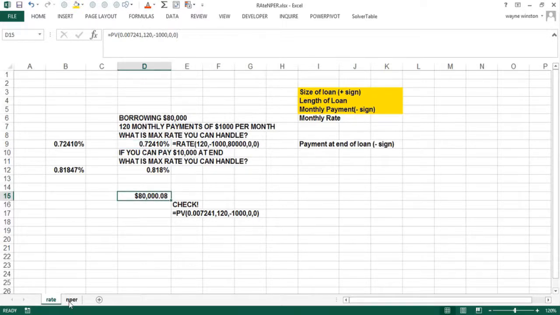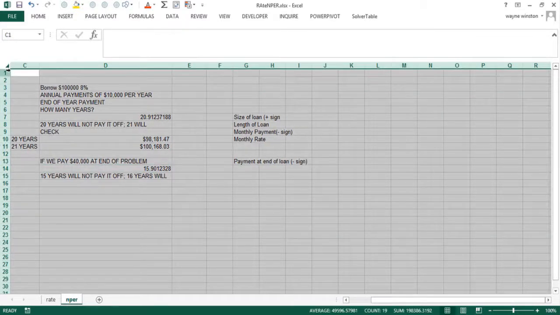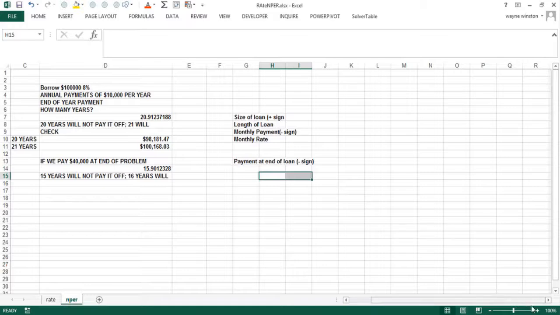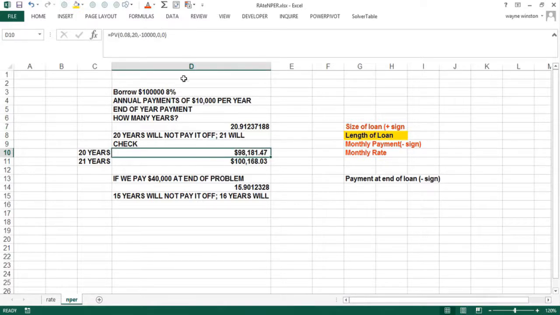Now, how about the NPER function, the number of periods function? In this situation, this is the one we don't know. So we know the other three, and we want to find the length of the loan. Now, Excel will have to approximate by interpolating the number of periods. So suppose you borrow 100,000 at 8%, annual payments of 10,000 a year. So the annual payment is 10,000. Size of the loan is 100,000.